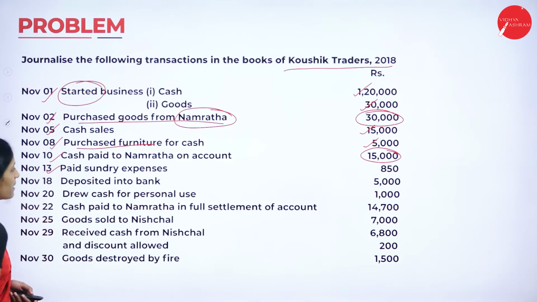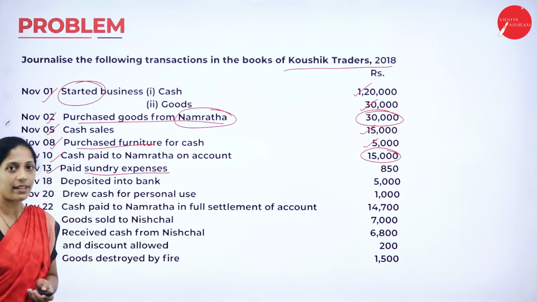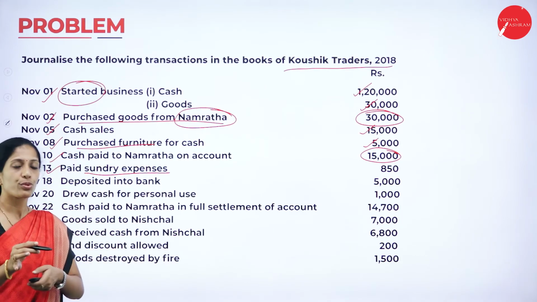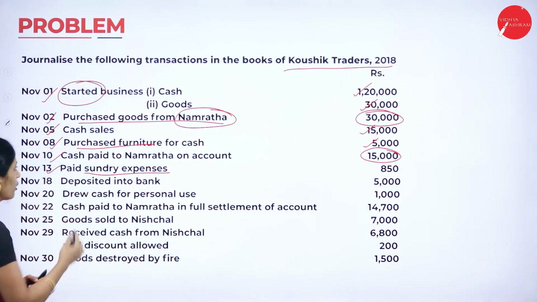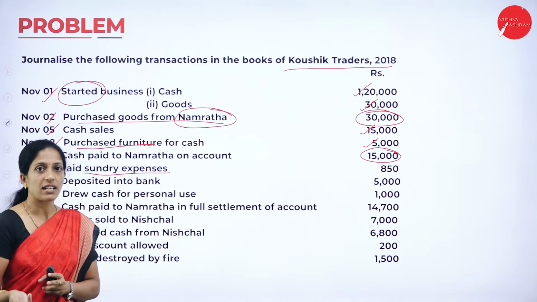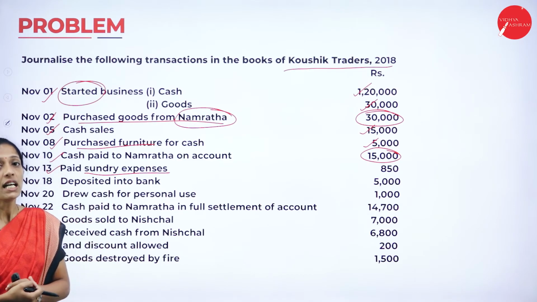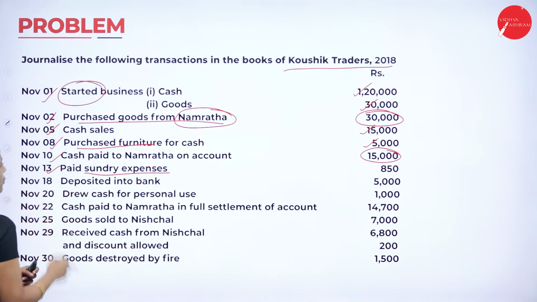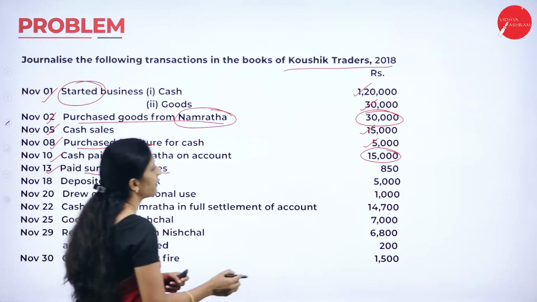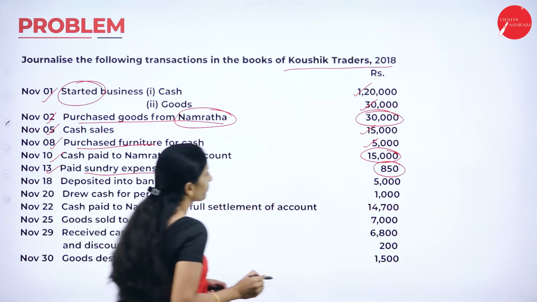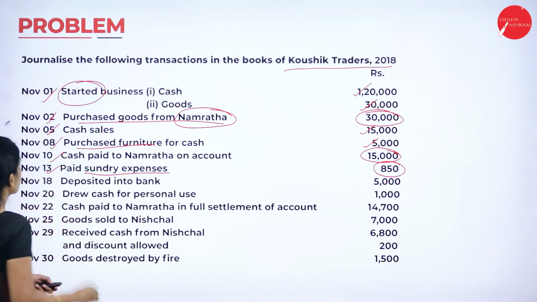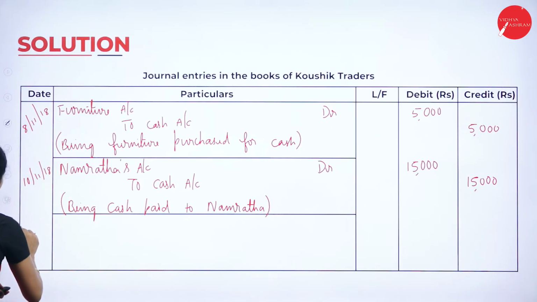Next one. Paid sundry expenses. So sundry expenses, what? It is an expense. So what does the rule tell? Debit all expenses and losses. So when you are paying sundry expenses, what goes from you? Cash. So what is the journal entry? Sundry expenses account debit to cash. And what is the amount? It is 850. So what is the date? 13th. 13/11/2018.